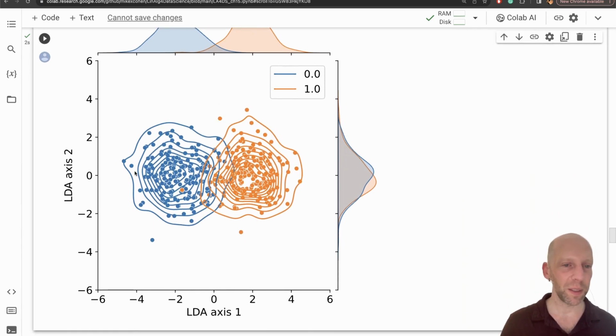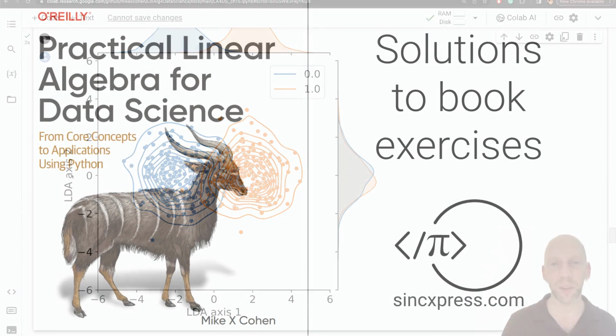And it's also interesting to see that the projection onto axis 2 is useless, right? It's totally devoid of information. This axis is completely non-discriminative. We have no idea which data point, which observation corresponds to which category or which class if we would only project onto axis 2.